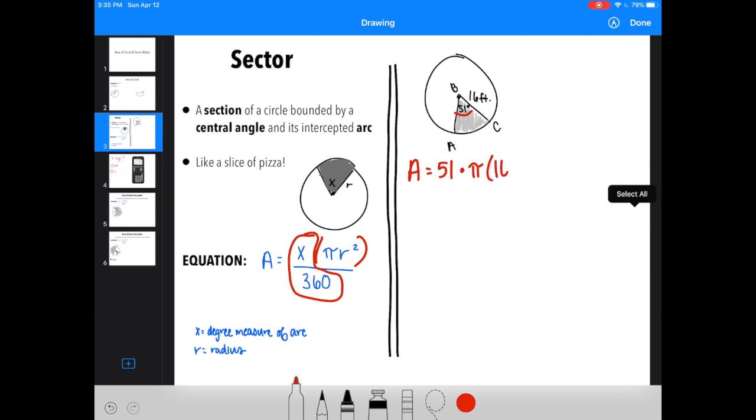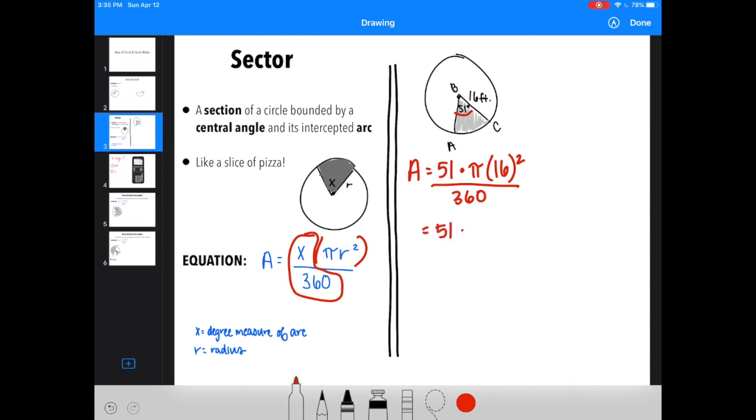R is 16. That is my radius squared, all divided by 360. For these problems, if you want to just plug it into your calculator and get an answer right away, I'm fine with that. If you want to take it step by step, that works as well.